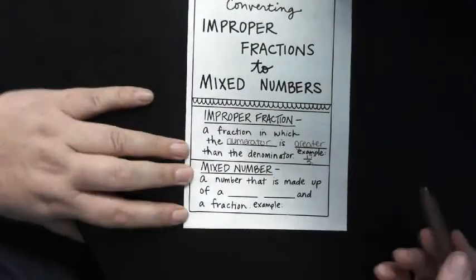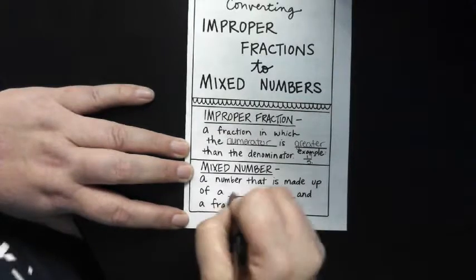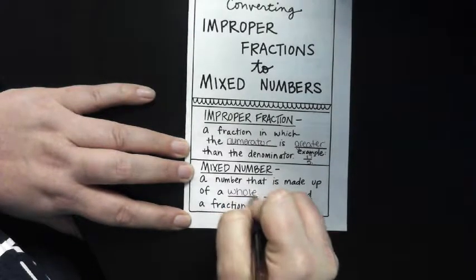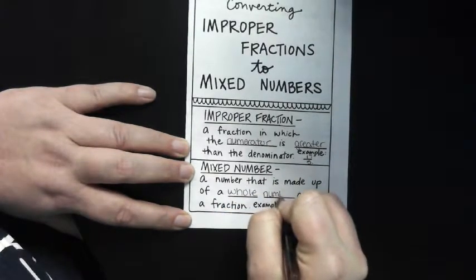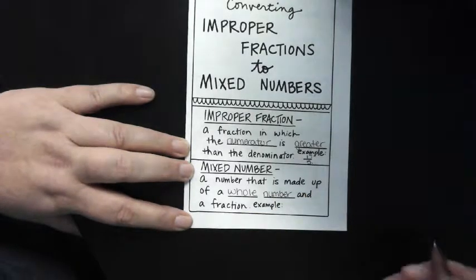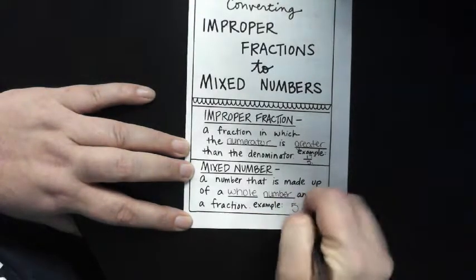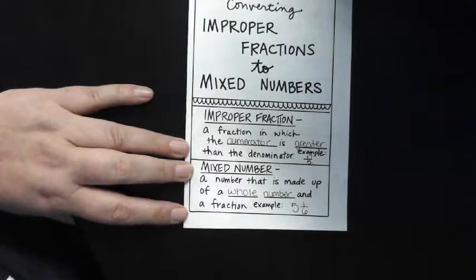Now, a mixed number is a number that is made up of a whole number and a fraction. Example could be something like 5 and 1/6.